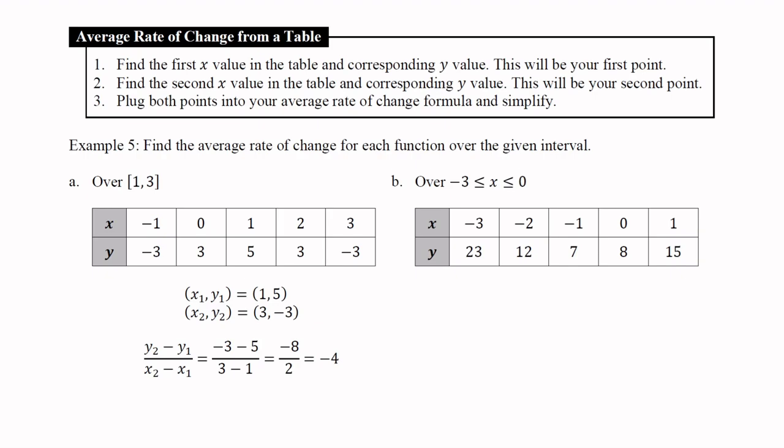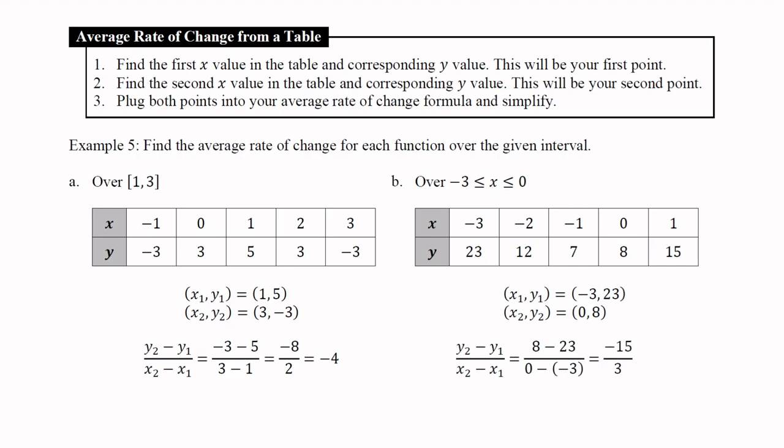For the next example, our x is negative 3, our y is 23. When x is 0, y is 8. Plug in your x1, y1, and your x2, y2 into the average rate of change formula, and simplify to get negative 5.